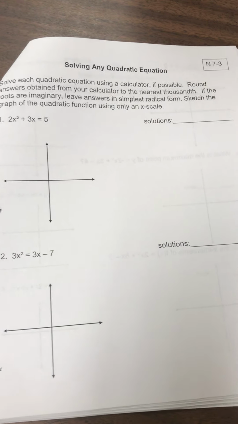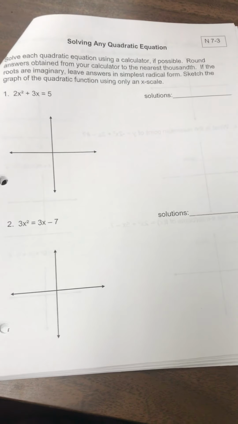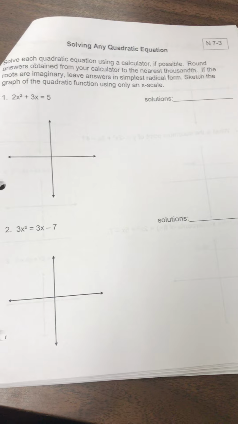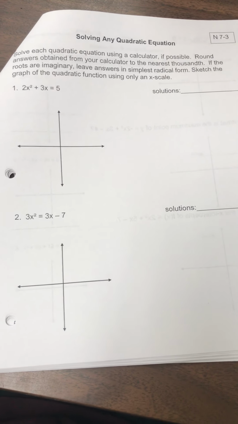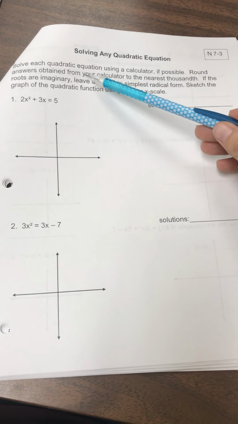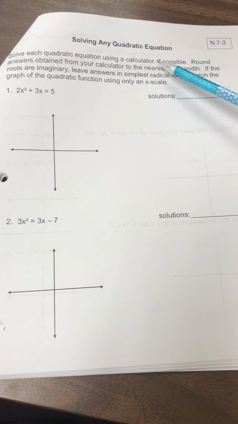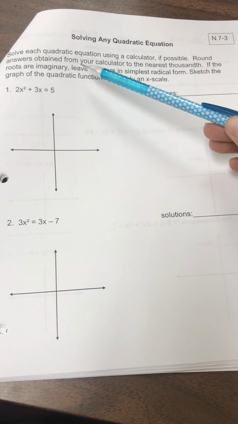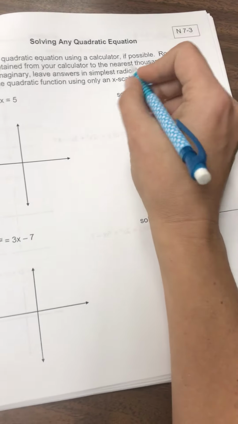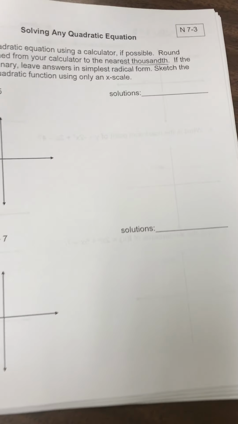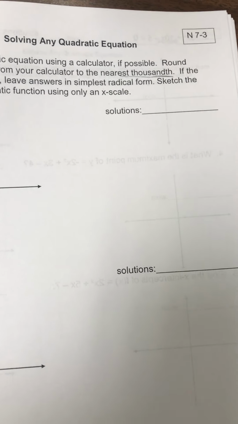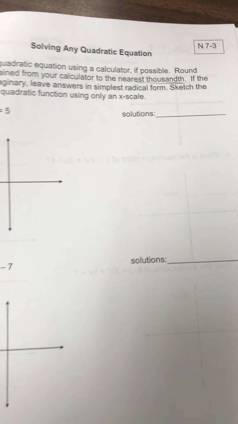All right, so here are the notes for 7.3. It's called solving any quadratic equation. Now, if you read the instructions at the top, it says solve each quadratic equation using a calculator if possible. Round answers obtained from your calculator to the nearest thousandth. Okay, that's 3 decimal places. Points will be taken off if you don't do 3 decimal places.